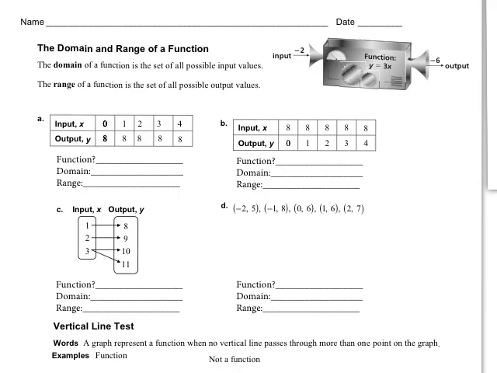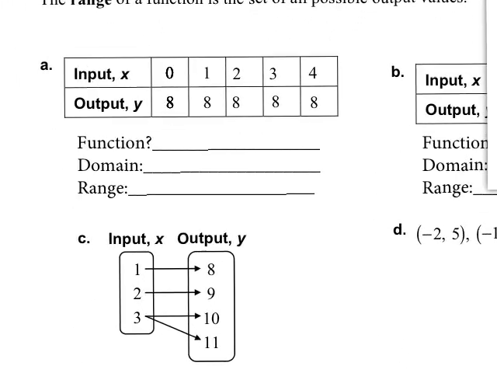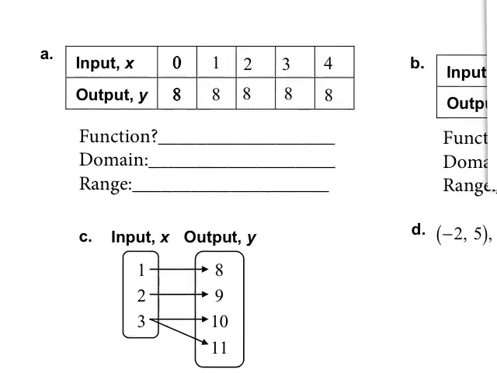Okay? So on A, does every input have exactly one output? It does, right? 0 has one output. 1 has one output. 2, 3, 4 all have one output, right? So we would say A is yes, a function. Whoa. iPad is like lagging majorly. So yes, it's a function.